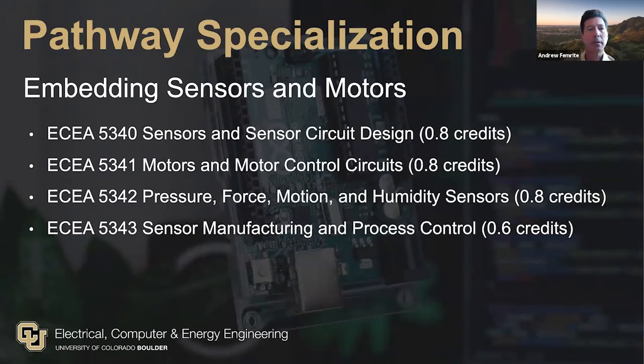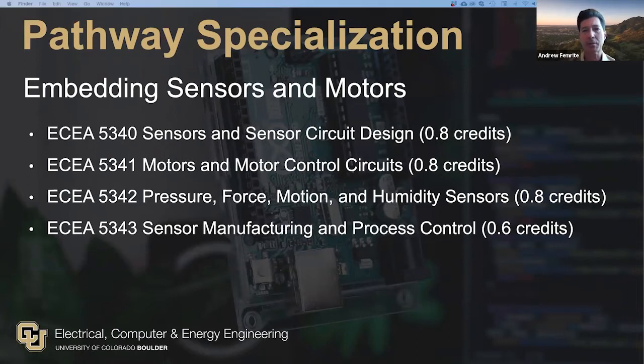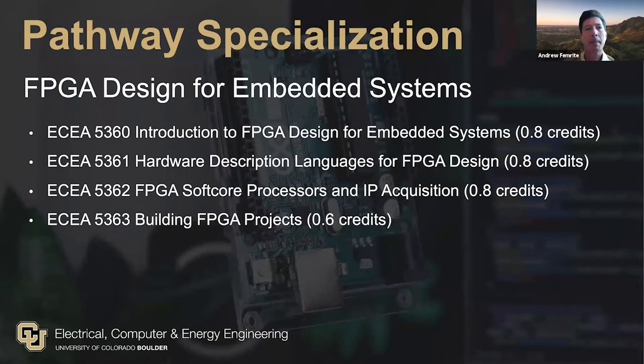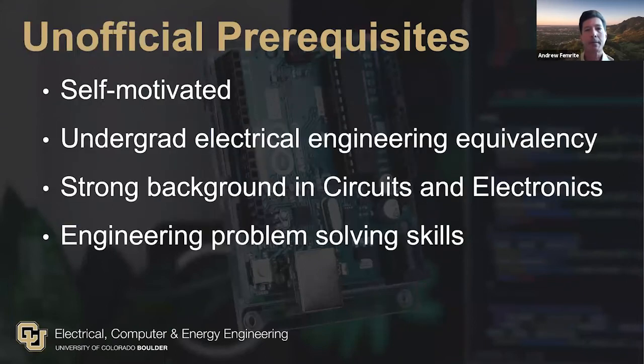In particular, 2 of these specializations are designated as pathway specializations, as Erica referred to earlier. Learners are required to successfully complete 1 pathway specialization for performance-based admission to our online MSEE degree. So within our ESC and IoT area, we offer 2 pathway specializations: this embedding sensors and motors pathway, and also our FPGA design for embedded systems pathway.